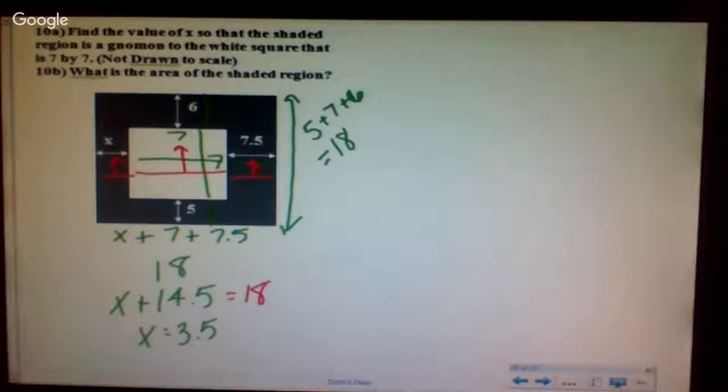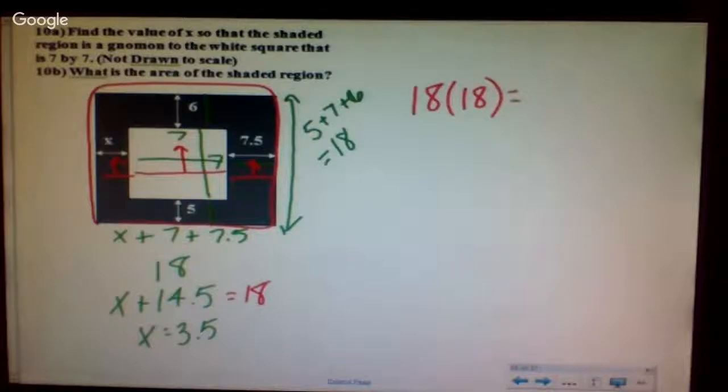Okay. All right. So now it's saying, what is the area of the shaded region? Well, just like we did the thing with the ring, I first need to find the area of my big square. How do I find that? 18 times 18. So 324.